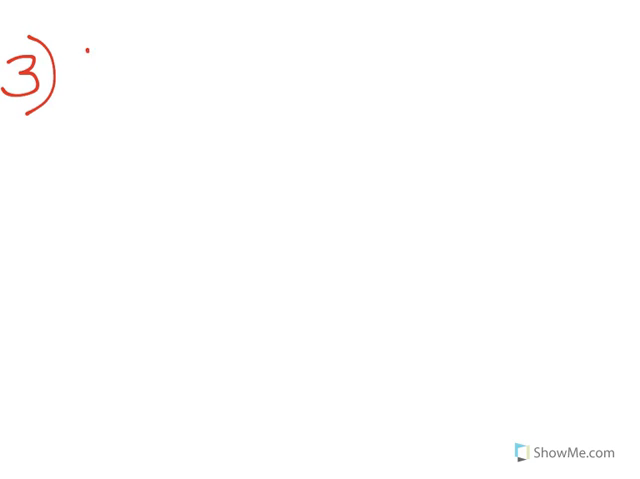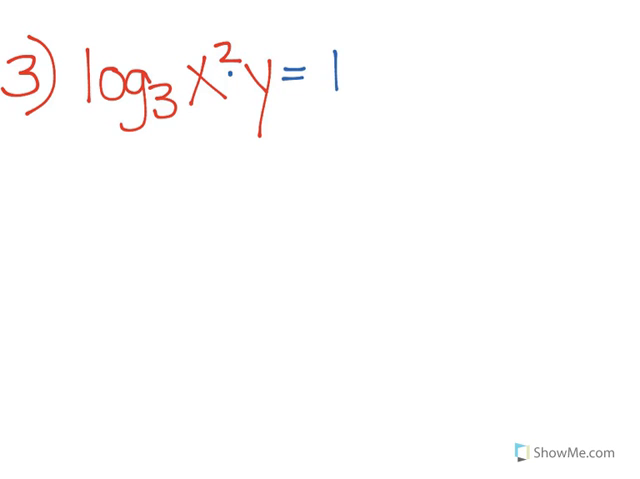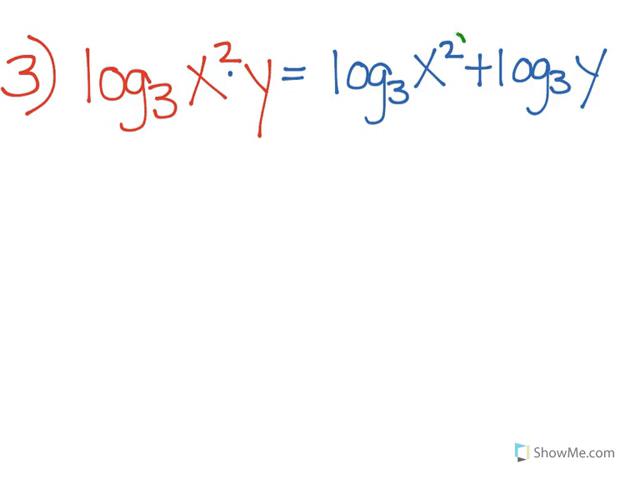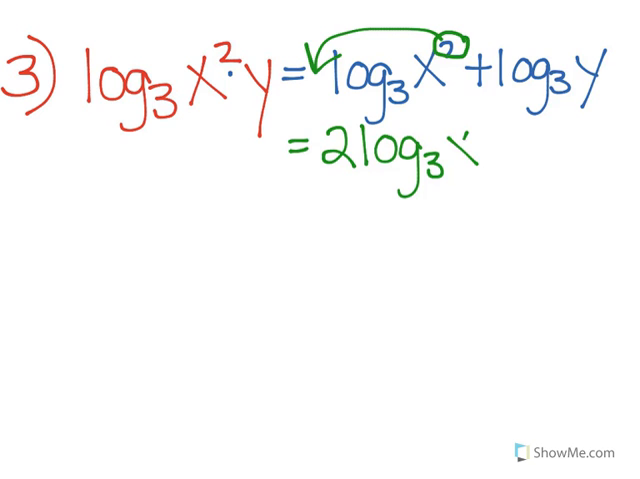Alright, number 3. Log base 3 of x squared times y. Again, go ahead and try this, and then pause it, and then see if you get it correct. So like the other one, I have 2 parts. I have x squared times y. So I'm going to write this as log base 3 of x squared plus log base 3 of y. And then the last thing you need to recognize is this exponent needs to fly down in the front. So your final answer is 2 times log base 3 of x plus log base 3 of y.